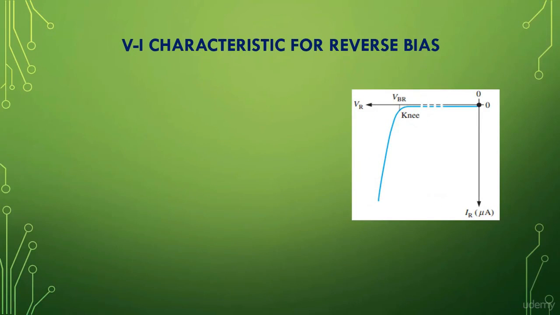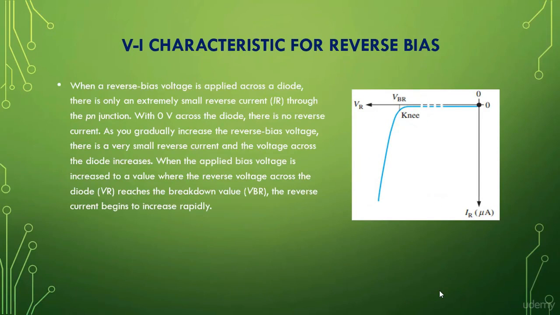VI characteristic for reverse bias. When a reverse bias voltage is applied across a diode, there is only an extremely small reverse current through the PN junction. In our previous class, we discussed reverse biasing, and we know that in reverse biasing some small reverse current flows through the diode, and this small reverse current is called the reverse leakage current. So with 0 volt across the diode, there is no reverse current because the diode behaves like an open circuit.